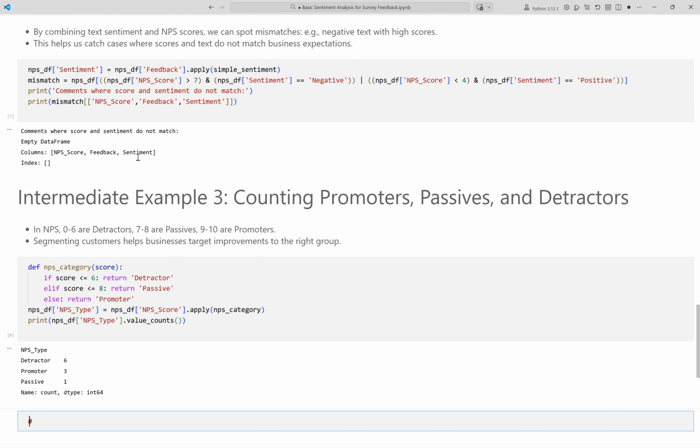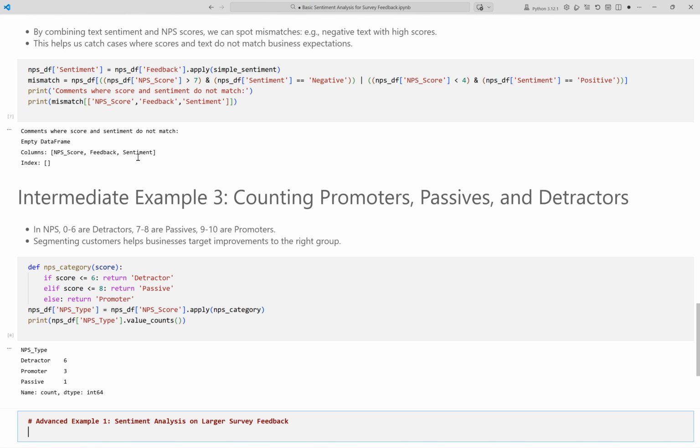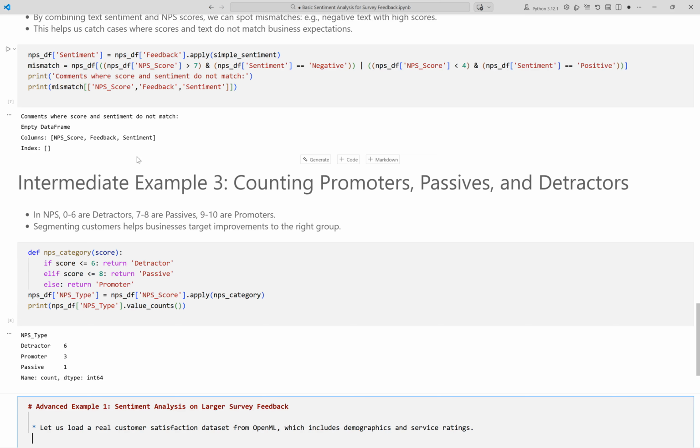Advanced Example 1. Sentiment Analysis on Larger Survey Feedback. Let us load a real customer satisfaction dataset from OpenML, which includes demographics and service ratings. We will analyze open-ended feedback to guide business decisions.